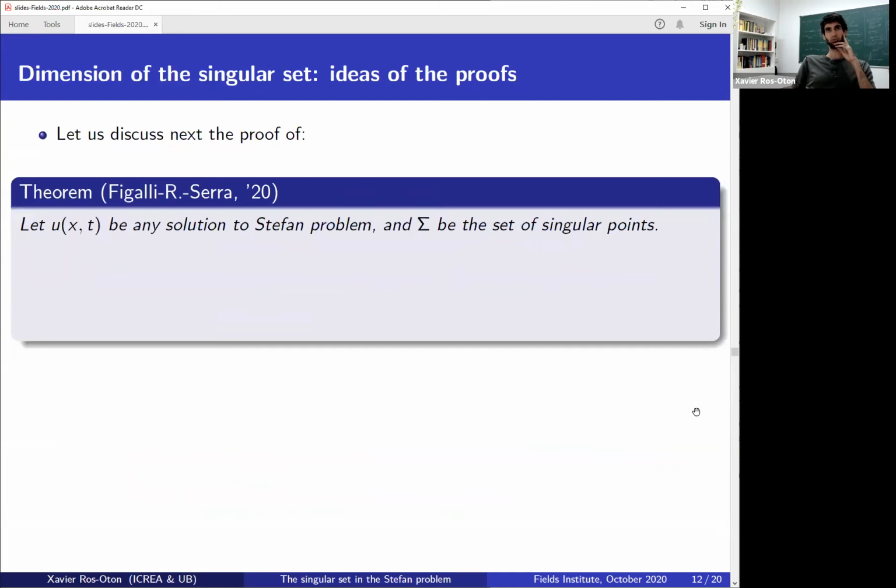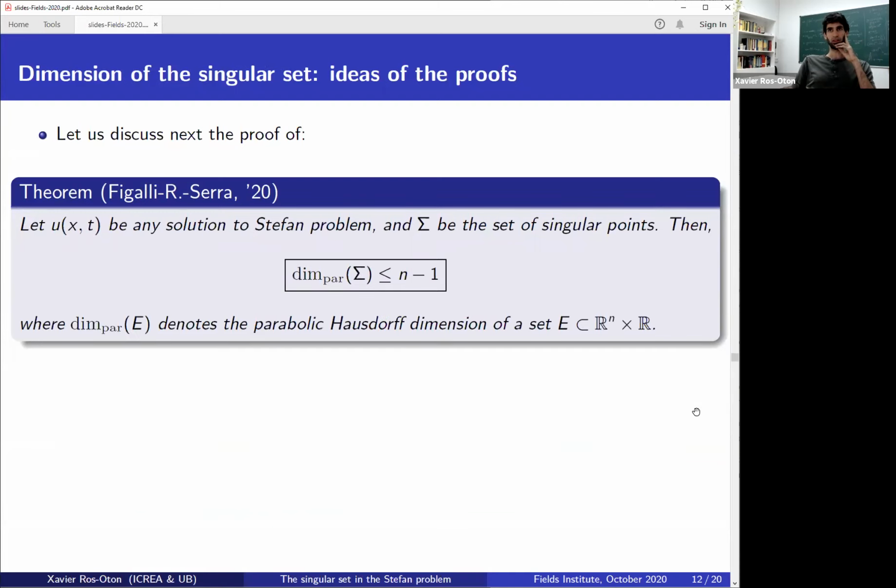Let's discuss next the proof of the estimate on the dimension of the singular set to start with. Okay, so what do we need in order to establish this estimate for the size of the singular set, and what are the techniques that we need to develop in order to prove this?